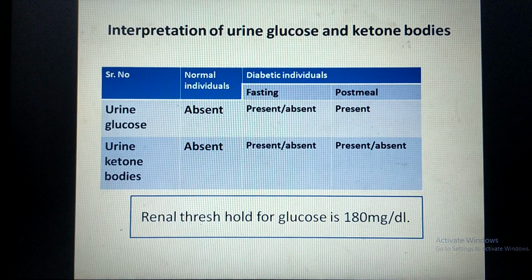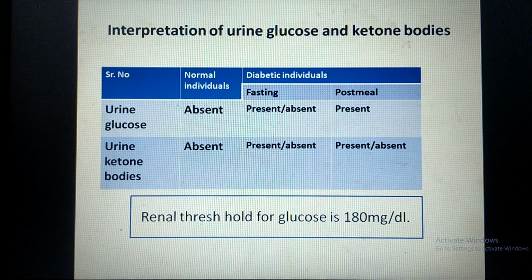Now come to the interpretation of urine glucose and ketone bodies. In normal individuals, glucose and ketone bodies in urine are absent. Glucose in the urine is detected by Benedict test. Ketone bodies in the urine are detected by Rothera's test.